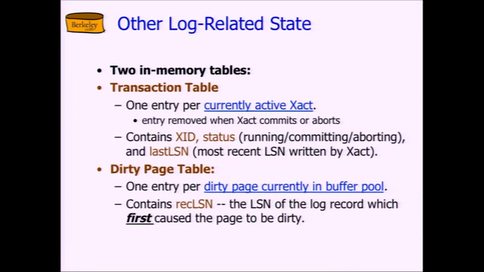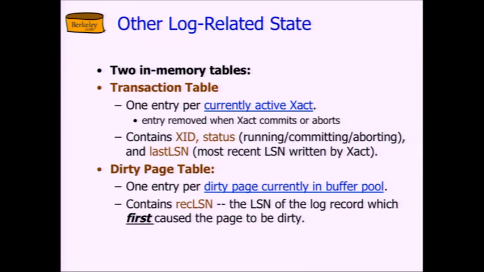There's going to be 2 tables in memory. And the fact that they're in memory should make you comfortable with the idea that they're transient data. We could reconstruct these from the database and the log when we recover. So these aren't critical information. They're just information we're going to need to do our processing. Okay? But they're recoverable information.